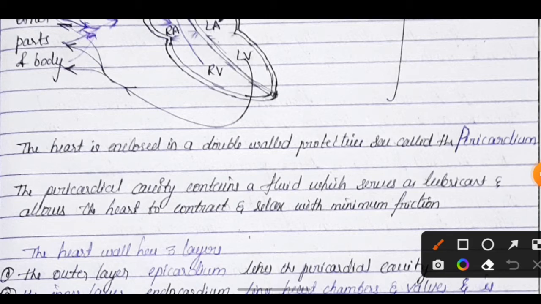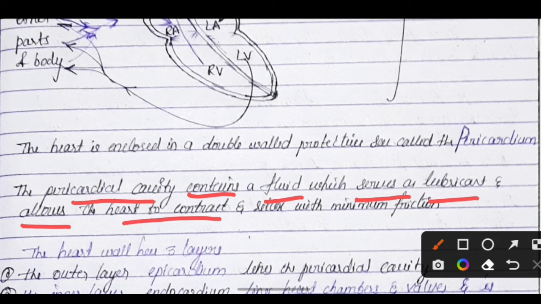Here, the heart is enclosed in a double-walled protective sac called the pericardium. The pericardial cavity contains a fluid which serves as a lubricant, allowing the heart to contract and relax with minimum friction.